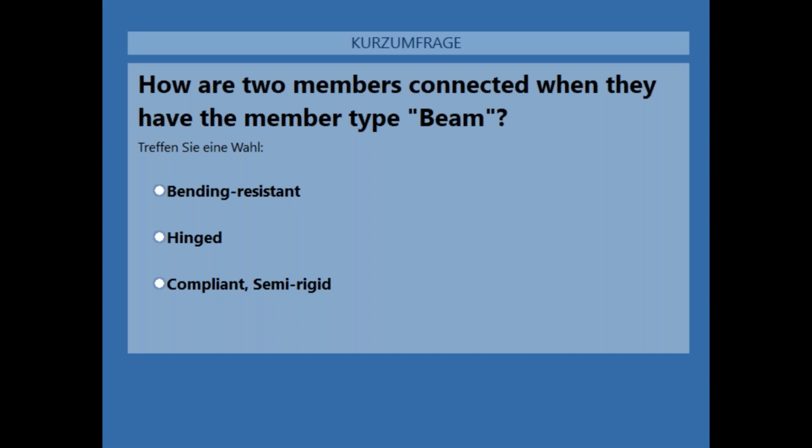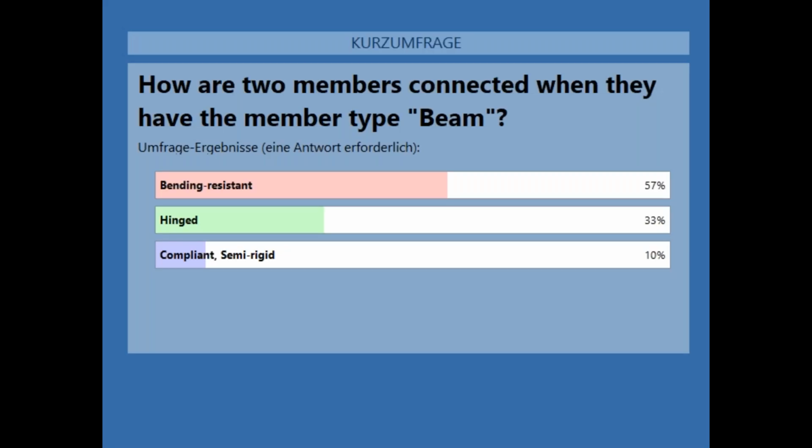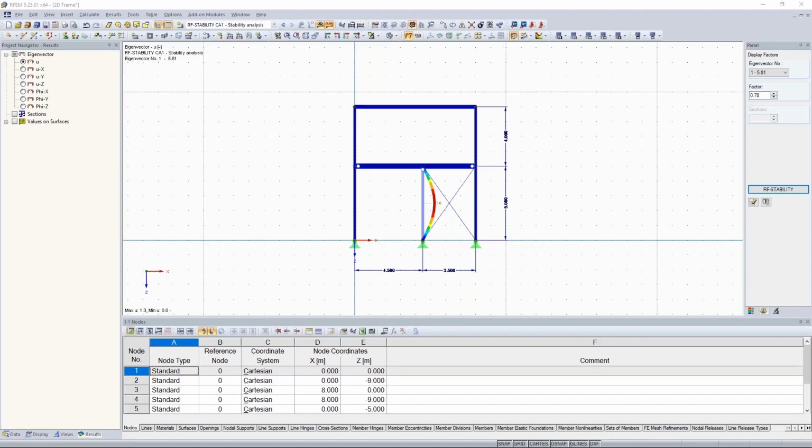Okay, everyone please finish this poll. I close this and show you the results. The question was: how are 2 members connected when they have the member type beam? Of course, bending resistance, so I can transfer shear, normal forces and bending moments to the other beams. Therefore the first answer is correct. The next question is this one.